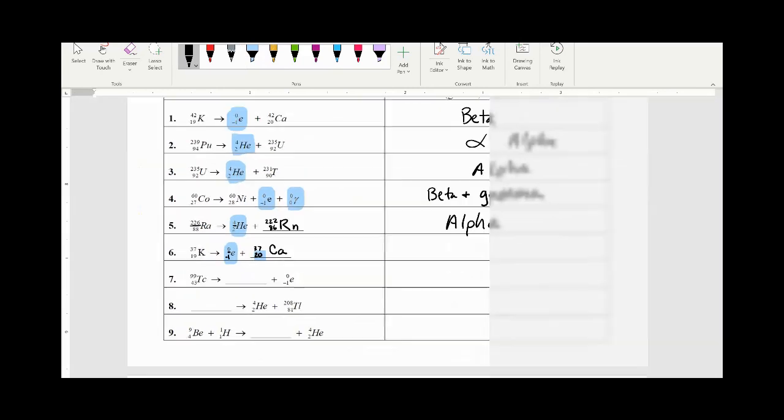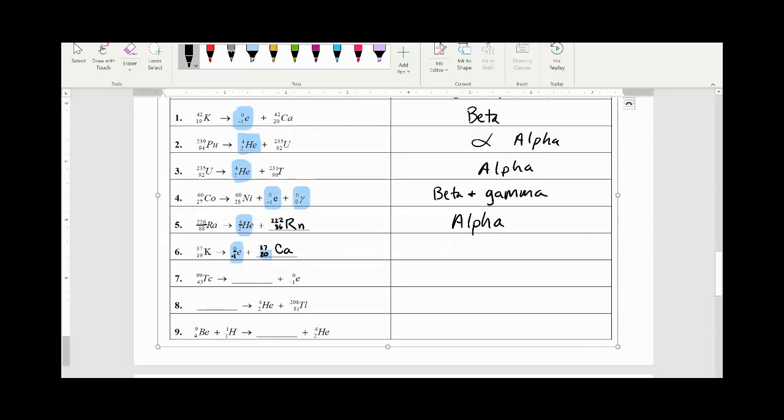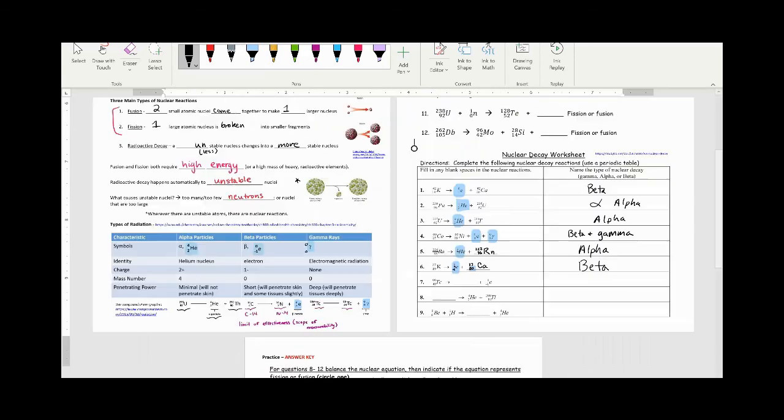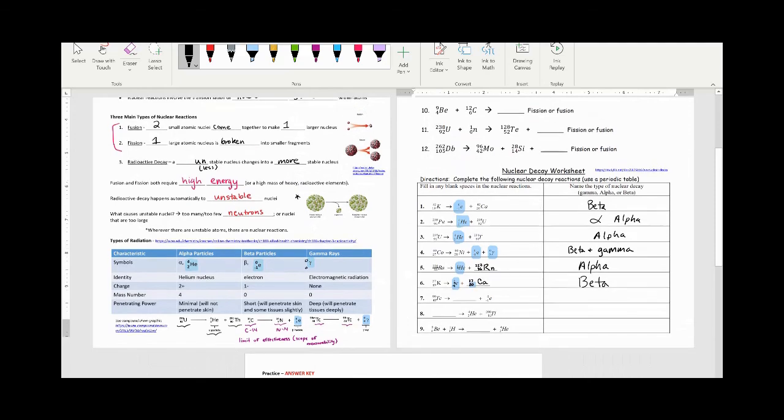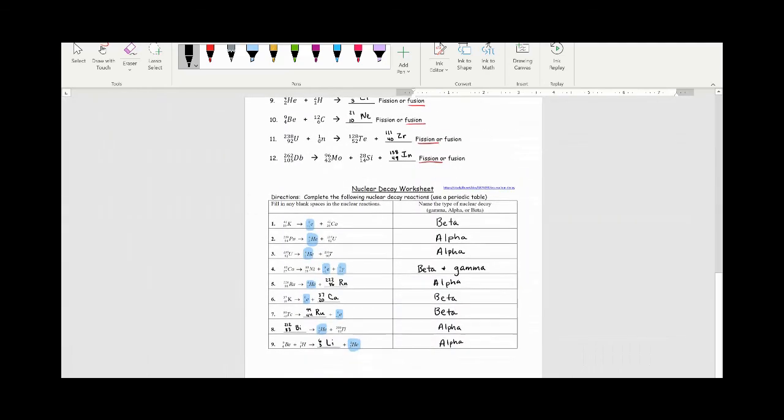And so this gives you the power to predict what new nuclei will be generated, what type of radiation will be given off, so on and so forth. So go ahead and try those last 3 problems right quick for us. Check yourself with the key, and then you are good to go.